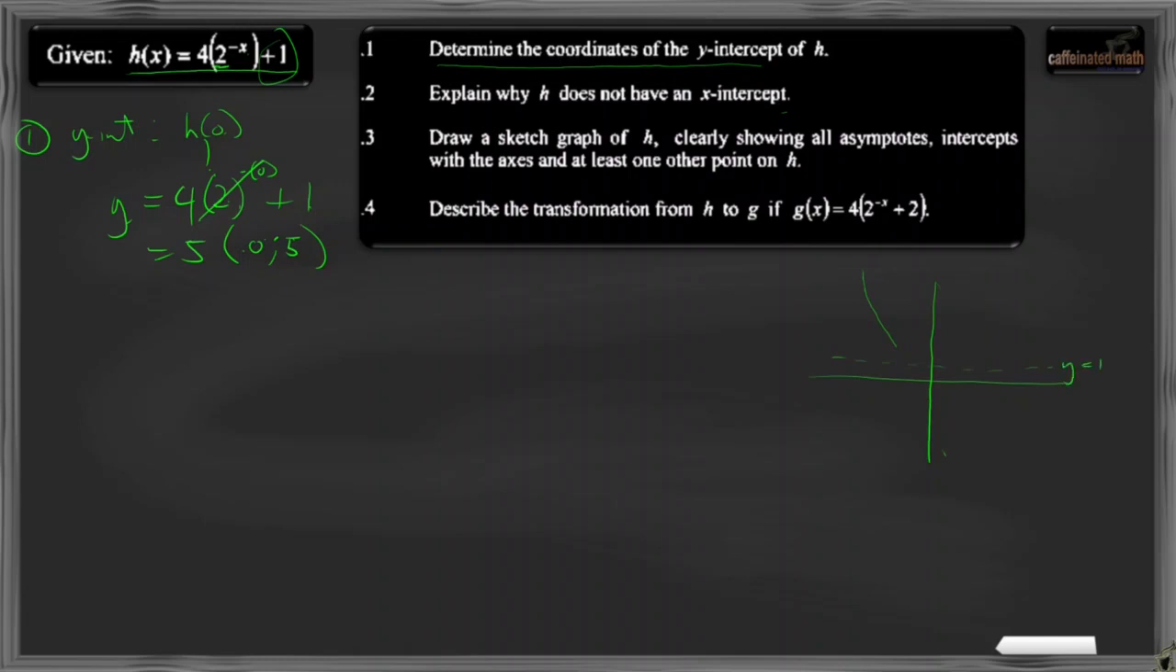So graphically, all it can do is cut the y-axis, but it can approach the asymptote. It can't even cross it. No? Never mind that, it can't even touch it, never mind cross it. So it's never reaching the x-axis. So why does h not have an x-intercept? Well, number 2, because y is greater than 1 in terms of range.